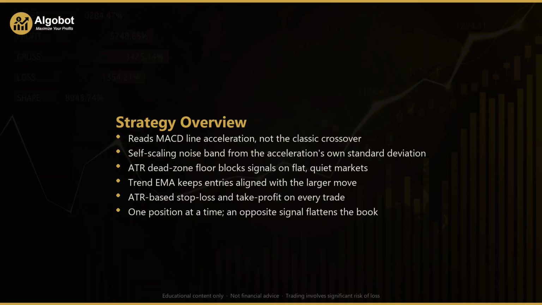On top of that, a trend EMA, defaulting to 100 periods, keeps entries on the correct side of the larger move, and the sign of the MACD line confirms momentum is already leaning the trade's way. Risk is handled entirely through the average true range, with the stop and target both scaled from current volatility. This approach may appeal to traders who like rules-based, momentum-driven systems and want to study how a classic indicator can be reworked in a more adaptive way.